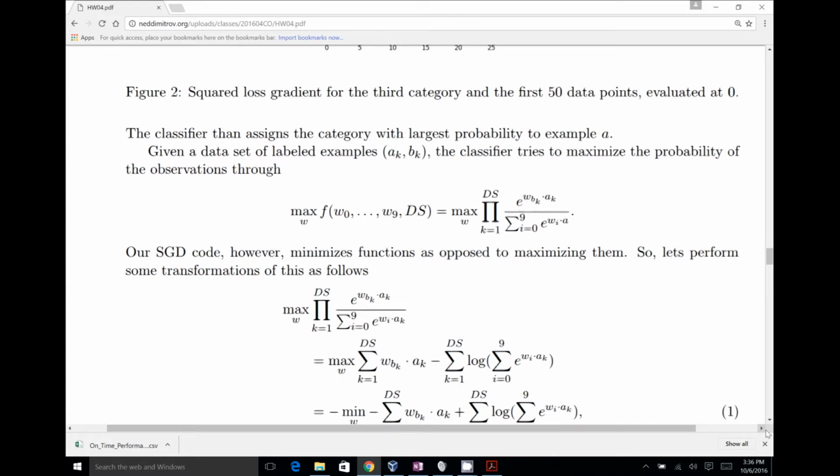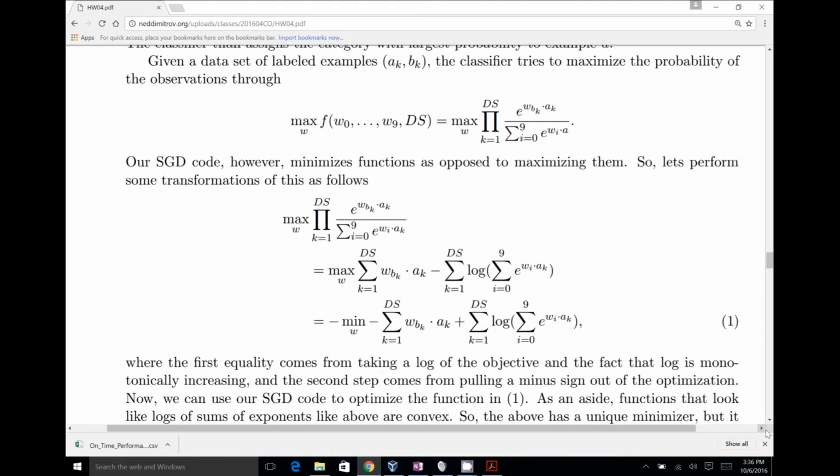Okay, so now let's go to the rest of this discussion and get to how to actually compute the gradient. Okay, so one of the main issues with solving this directly with our code is that our code does minimization, right? So we're doing stochastic gradient descent, and we've been using it for minimizing things like parabolas and so forth. And this is a maximization, which is not that nice to put into our code. So let's do a few transformations to make it nice so that we can fit it in our code. So the first transformation that we're going to do is just take a log of the objective function, okay?